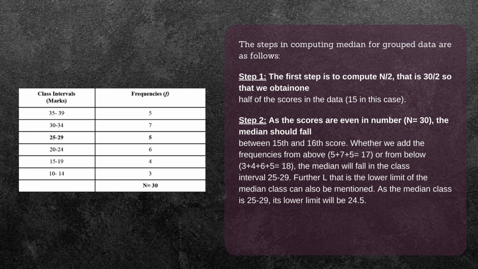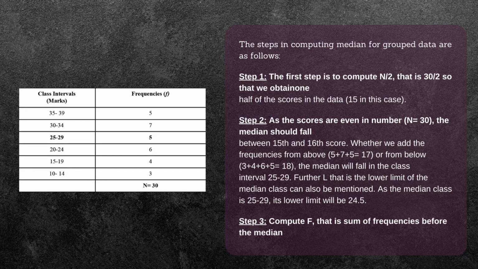So, further, L, that is the lower limit of the median class interval, can also be mentioned. If the median class interval is 25 to 29, then the exact lower limit would be 24.5. Here we take capital L as the exact lower limit. For the class interval 25 to 29, the exact lower limit would be 24.5.